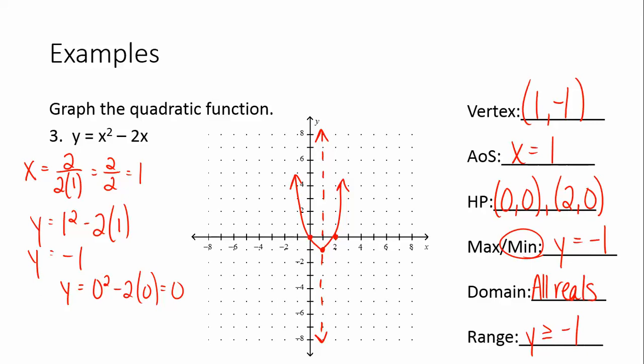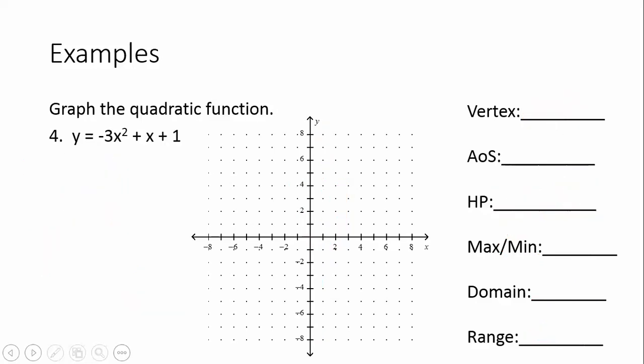So now we've done 3 examples. I'd like you to try this next one on your own. So pause the video, see if you can find the axis of symmetry, the vertex, 2 helper points, draw your parabola, state if it's a max or min, tell me where it's occurring, and state the domain and the range. Then check your answer with me.